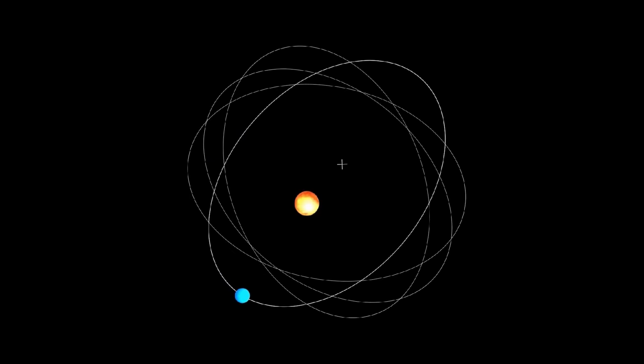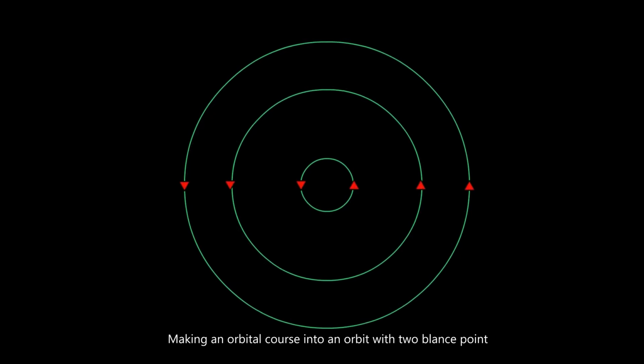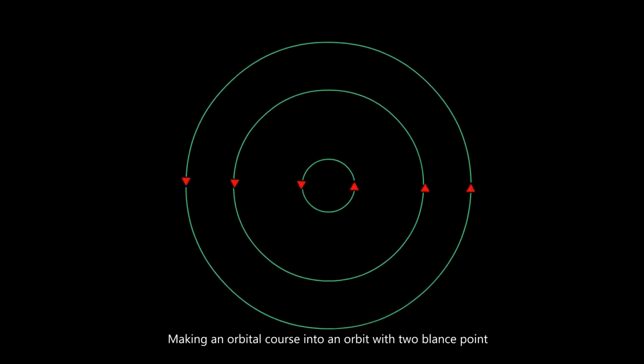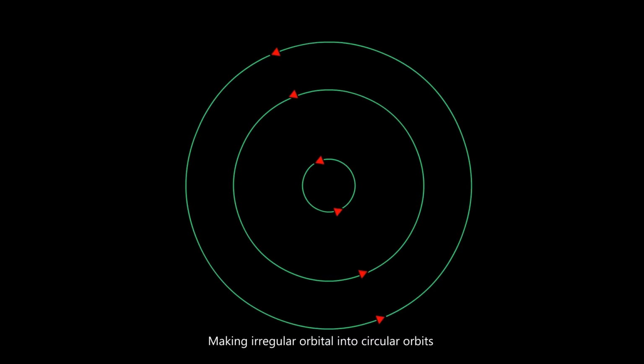This is an illustration of the perihelion precession of planets mixed with the planet's orbital motion. It is as if the planet moves between two balance points, making an orbital course into an orbit with two balance points, making irregular orbits into circular orbits.